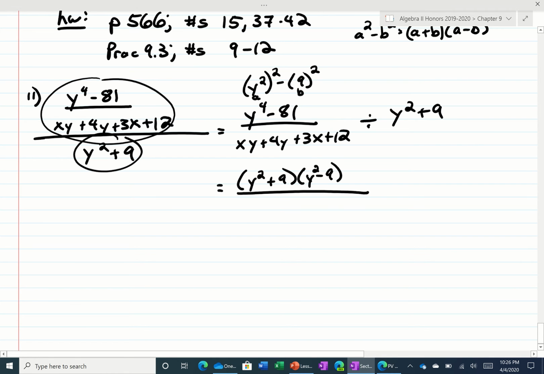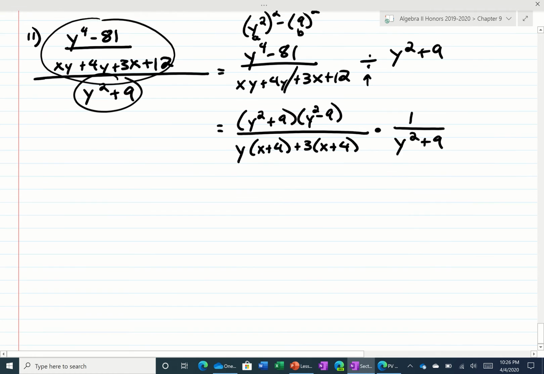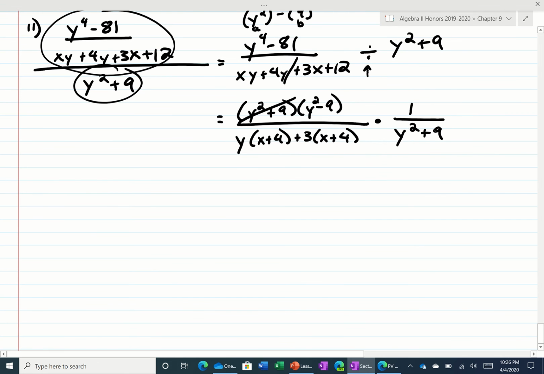The denominator, if we cut it down the middle, we could take out a y, and we're left with x plus 4. We could take out a 3, we're left with x plus 4. And then we're going to keep, change, flip. So to finish this, I know I could automatically cancel these, but let's try to finish this a little bit more. Y squared minus 9 factors down to be x plus 3 times x minus 3. And in the denominator, the x plus 4 is in common, and we're left with y plus 3.